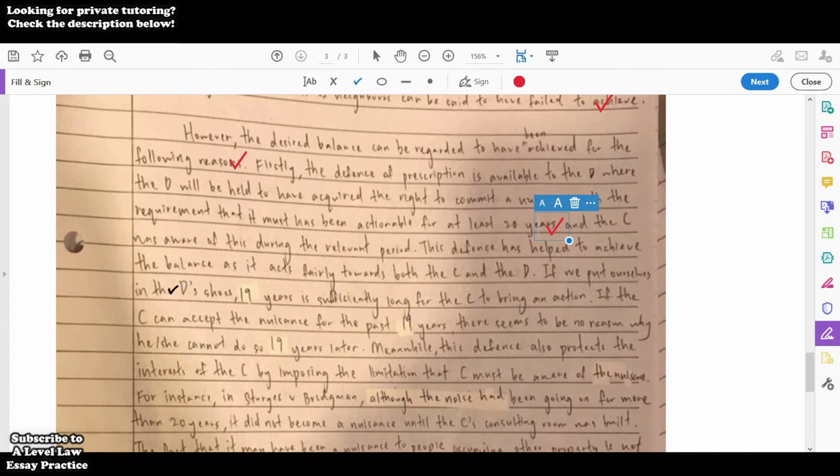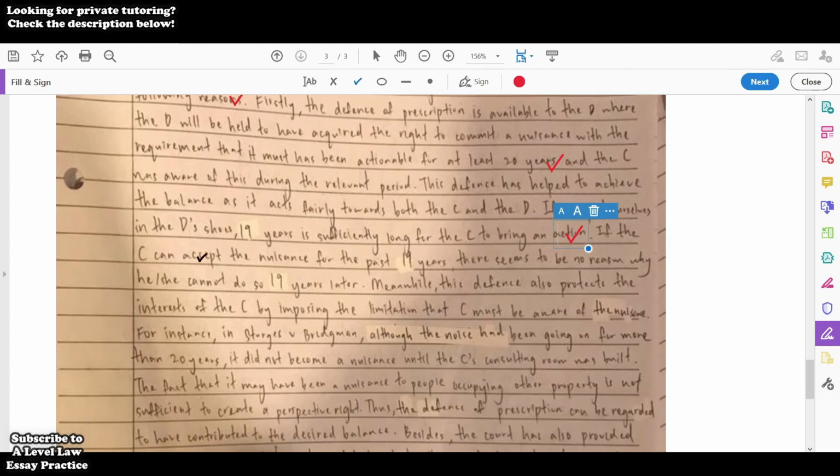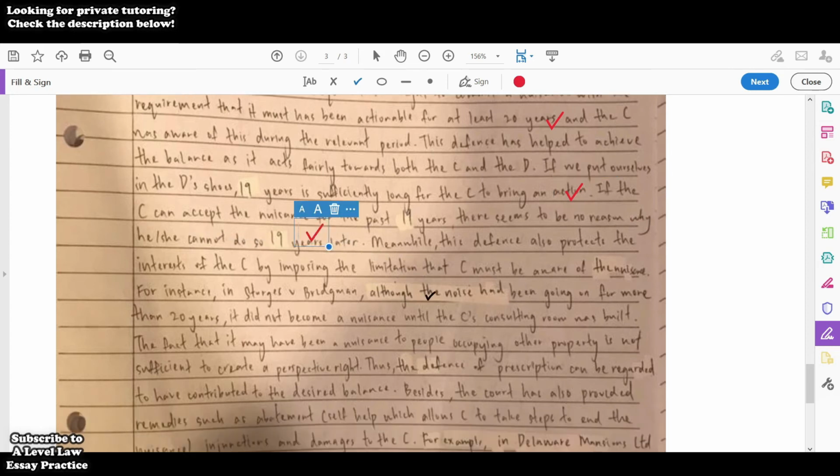If we put ourselves in the defendant's shoes, 19 years is sufficiently long for the claimant to bring an action. Good explanation here. If the claimant can accept the nuisance for the past 19 years, there seems to be no reason why she cannot do so 19 years later. Meanwhile, this defense also protects the interests of the claimant by imposing the limitation that the claimant must be aware of the nuisance. So there's a little bit of balance discussion here already regarding rights and interests.